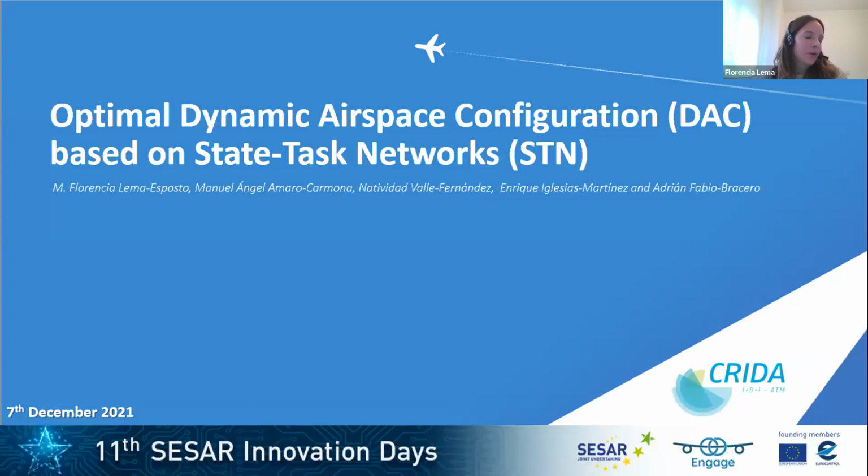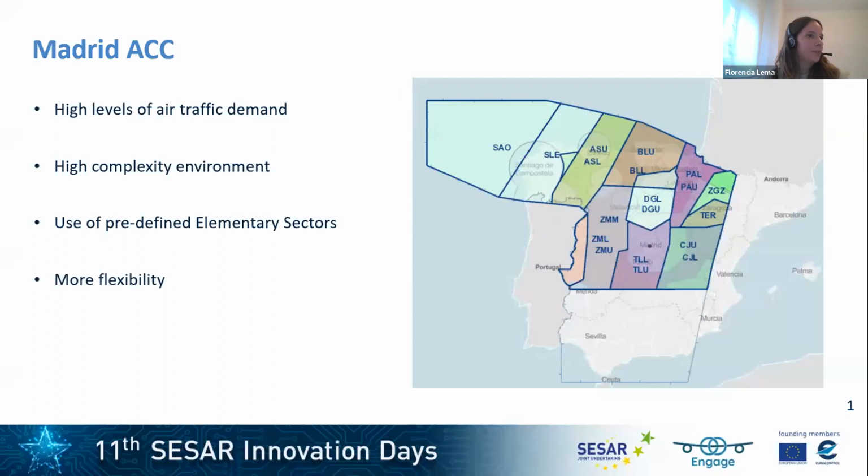So the research I'm going to present is related to airspace allocation, as you may know, one of the main research areas within SESAR projects. The title of our paper is Optimal Dynamic Airspace Configuration based on State Task Networks. Here we have Madrid ACC area. This airspace is characterized by high levels of air traffic demand, and it's also a high complexity environment. The configuration of this area is done nowadays by the use of predefined elementary sectors, with an exception in Zamora area, where we have a vertical shareable airspace block.